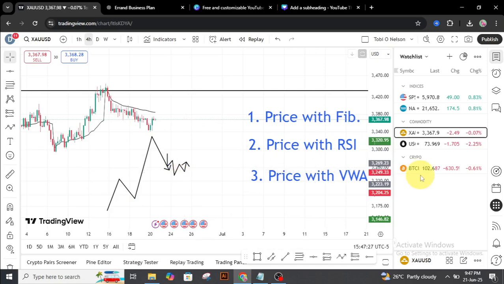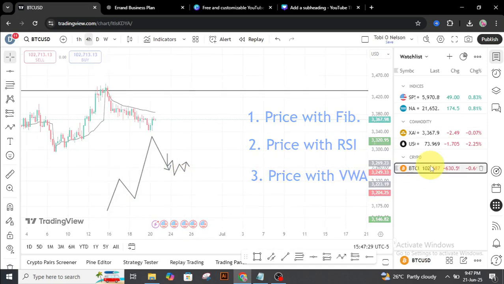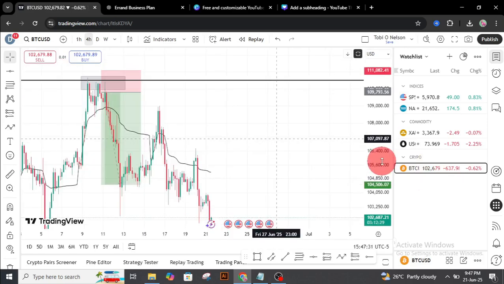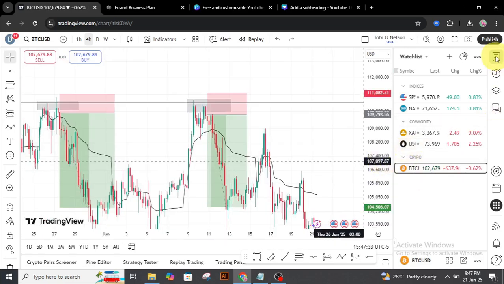Okay, so let me open BTC. I took some trades recently. Yeah, here they are.